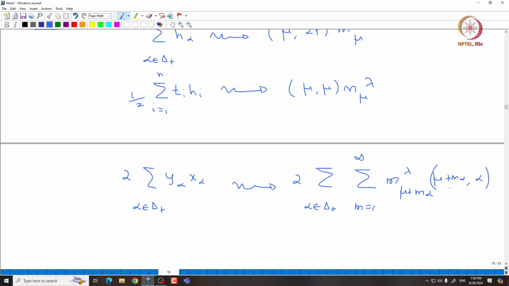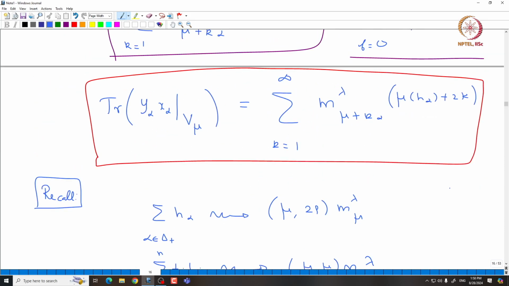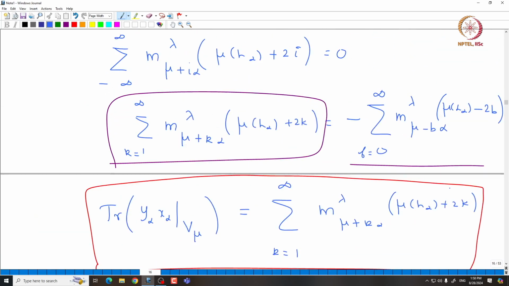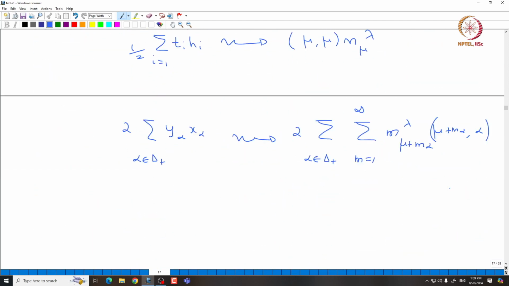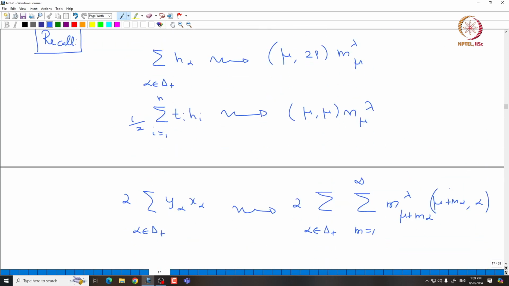So, this is what it gives, because mu of H_alpha plus 2k can be written as (mu plus k alpha)(H_alpha), which is the same as (mu plus k alpha, alpha). So, this is what we get at the end.